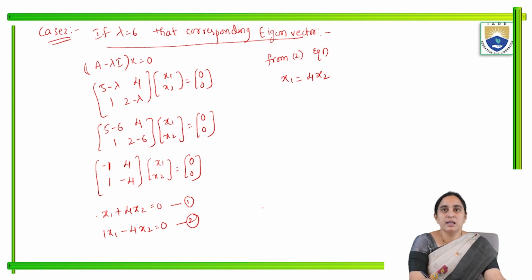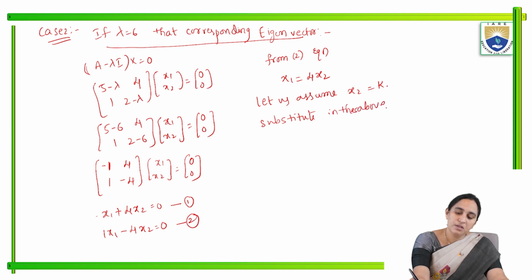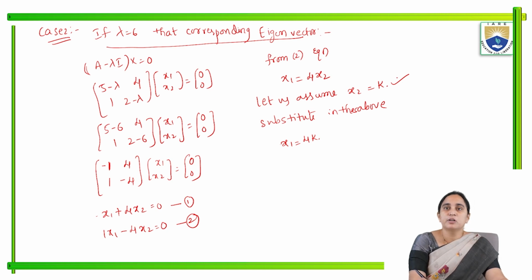That means here again we get x1 in terms of x2, or x2 in terms of x1. There are no direct individual values for x1 and x2. For that case, let us assume x2 is equal to k. Substitute in the above one. From that, x1 is equal to what? 4 into k. Therefore, if you are assuming x2 as k, x1 is equal to 4k.